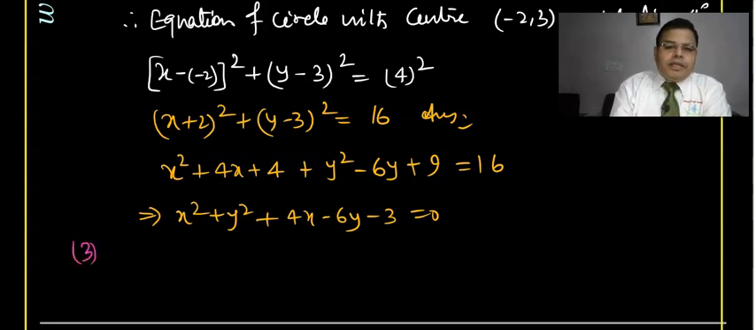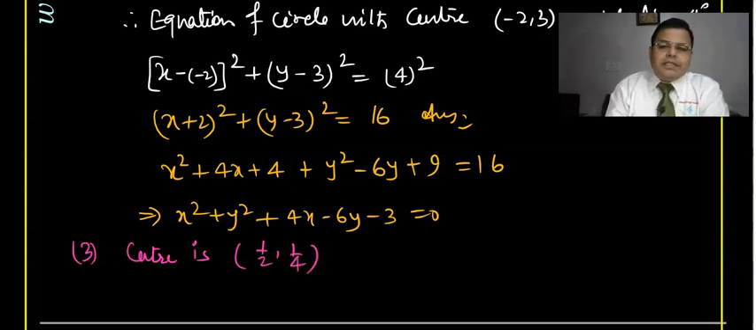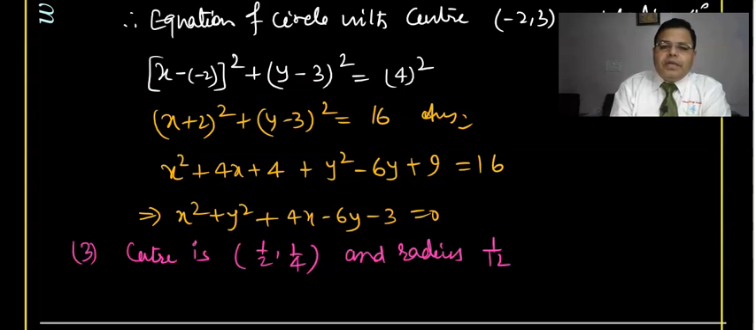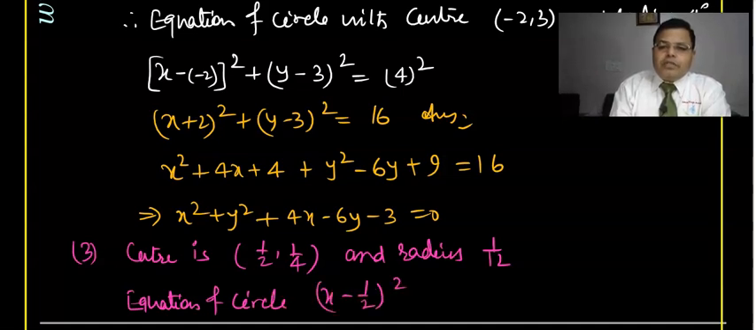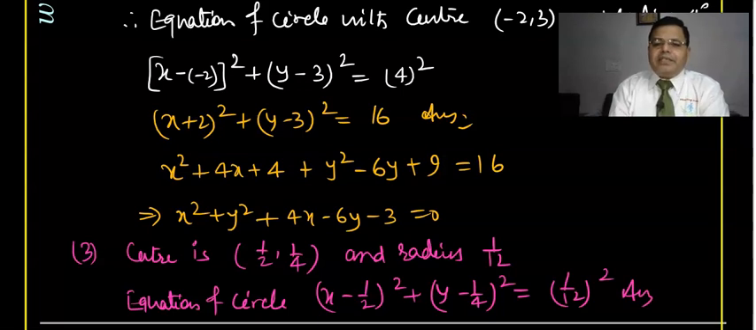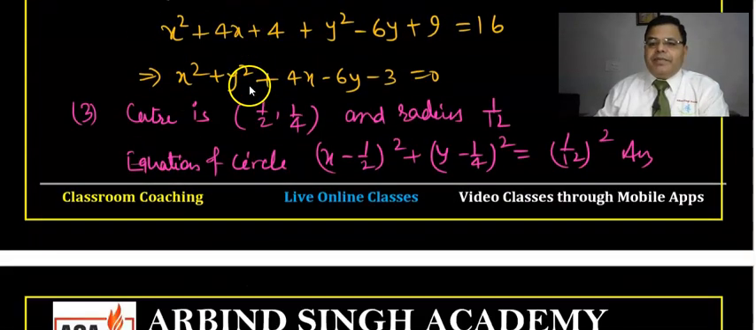Now, let us solve question number 3. The center is given. Center is what? (1/2, 1/4). And radius is 1/12. So, we can write the equation of circle is, and therefore, the equation of circle is what? (x minus 1/2) whole square plus (y minus 1/4) whole square is equal to (1/12) whole square. That will be the answer. Even you can simplify that, but there is no problem in writing it in this way also.